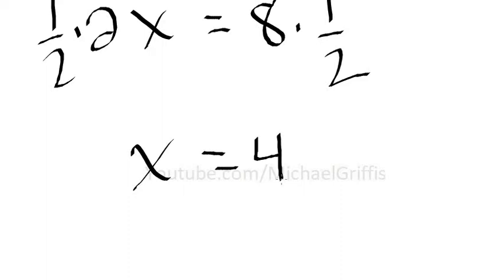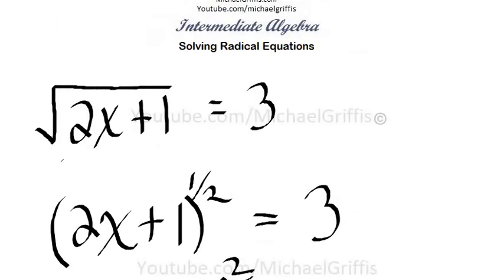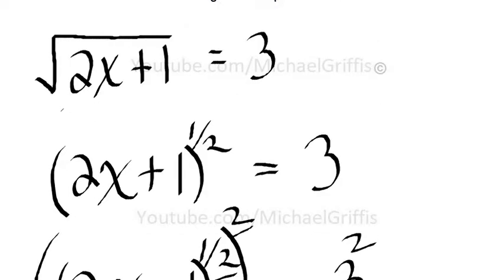X is equal to 4. Now, there's your solution, or a possible solution. You always want to go back up and check. Plugging 4 in, 2 times 4 is 8. 8 plus 1 is 9. Square root of 9 is 3. All right, so that all checks out. Let's take a look at another one.